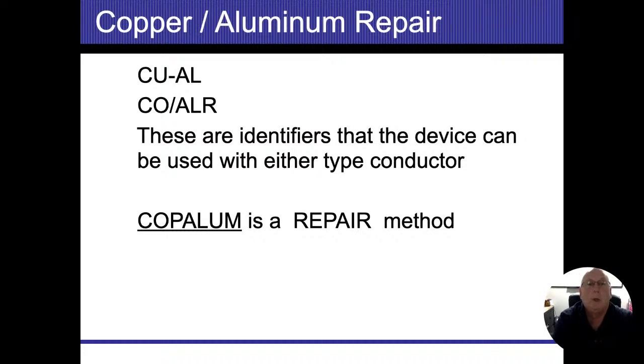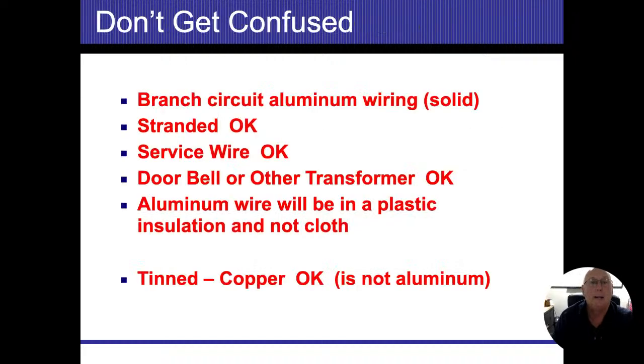CUAL, COALR, those are all different ways to determine whether or not the appliance or the breaker or the switch or the outlet is able to take copper or aluminum or both. All right. And so if you see CO/CU, that stands for copper. AL, AL/CU, that stands for aluminum. If you start seeing a do not enter sign on these things, then that's going to be a problem.